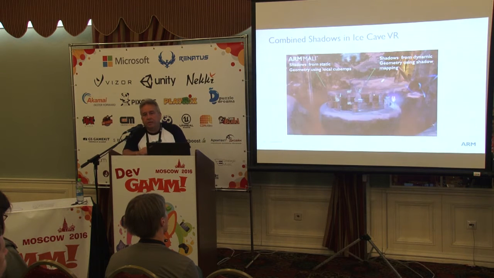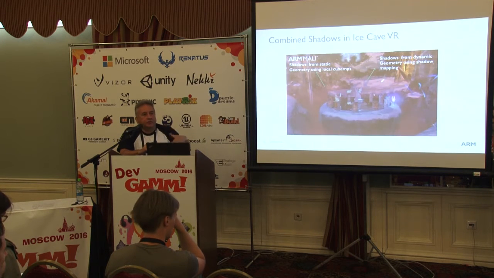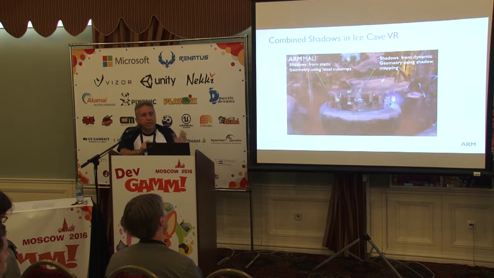This is what we did in the ice cave demo, where the shadow from the dynamic objects, for example, the phoenix, which is in the center of the platform, has been rendered using the shadow mapping technique, which is rendered to a texture every frame. And the shadow from the static geometry, the wall of the cave, where the light can come through a big hole in the top and from the entrance of the cave, those shadows are rendered using the local cube map technique.